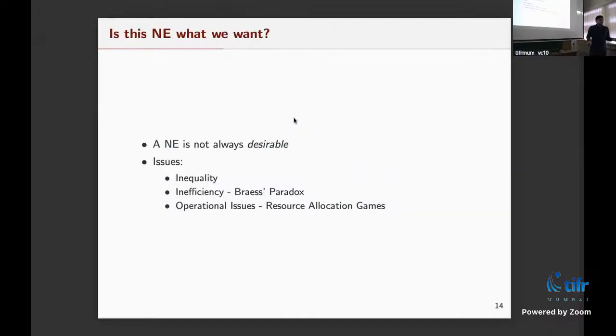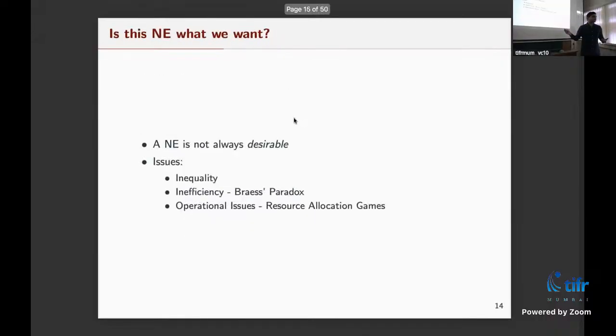Is this what we want? Not always. The Nash equilibrium is not always desirable. Braess's paradox is a very famous example of that. I won't talk about it because I will talk about the next one: operational issues which are often observed in resource allocation games. As I move forward, everything I say I will try to relate to the resource allocation game so that you get intuition and also see why the assumptions are justified.